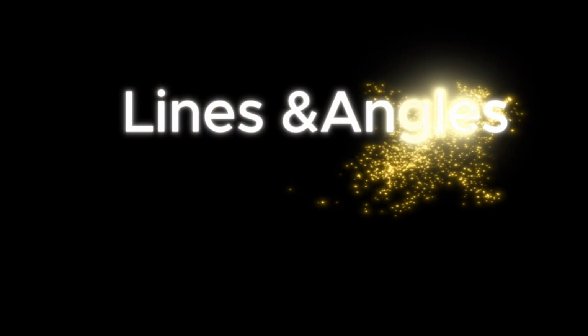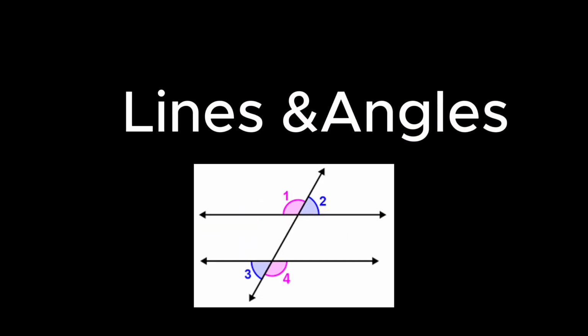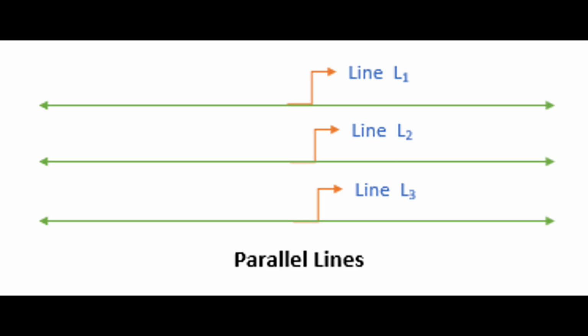Hey there. Today, let's dive into a super useful geometry topic, lines and angles. You see them every day, but when they interact, they form some interesting relationships. These are parallel lines. They run side by side, always staying the same distance apart. You can spot them by those little arrow marks. They never meet, even if you stretch them forever.